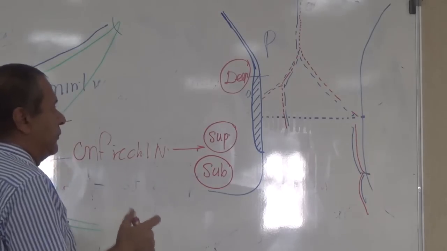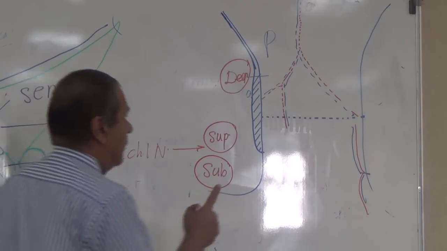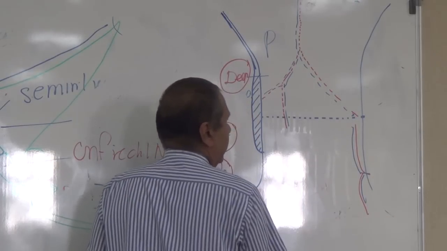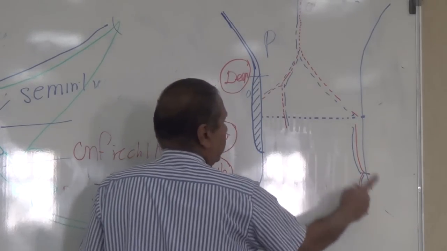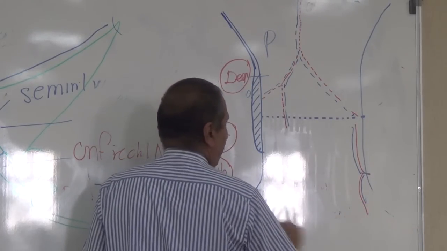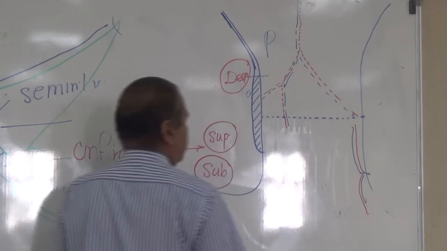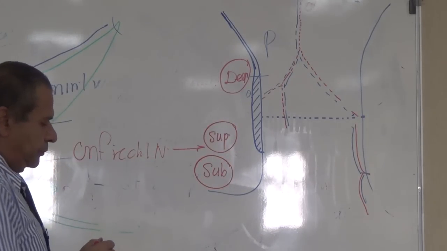The inferior rectal nerve supplies, number one, the external anal sphincter; number two, the mucous membrane of the lower half of the anal canal; and number three, the perianal skin. This is why the perianal skin and the lower half of the anal canal are very sensitive to pain, and it also supplies the external anal sphincter.